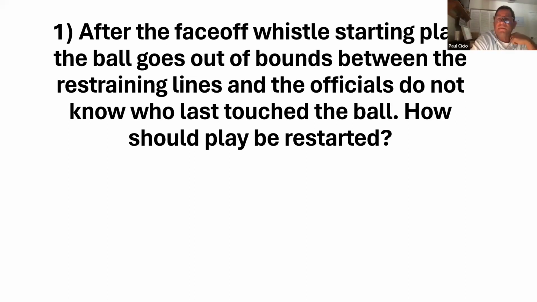Okay. After the face-off whistle starting play, the ball goes out of bounds between the restraining lines and the officials do not know who last touched the ball. How should play be restarted?